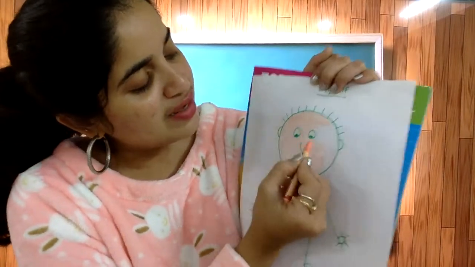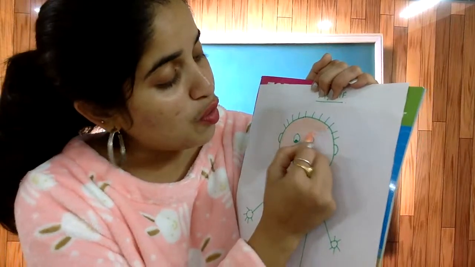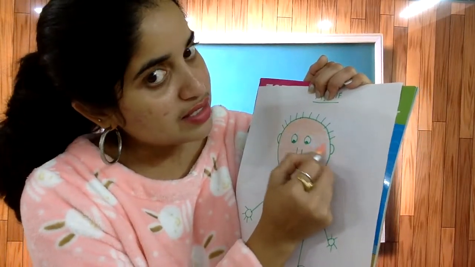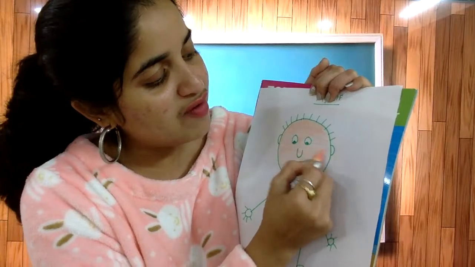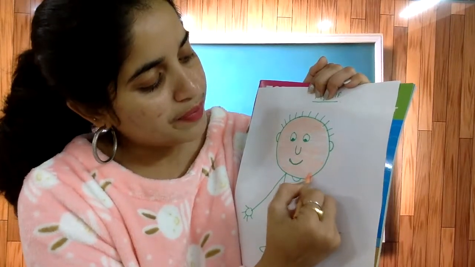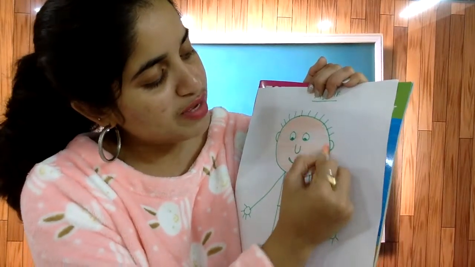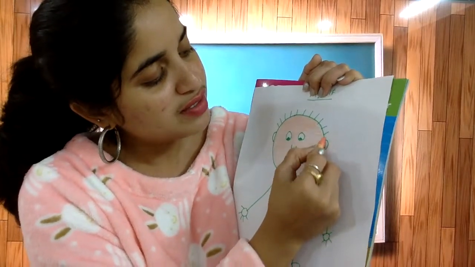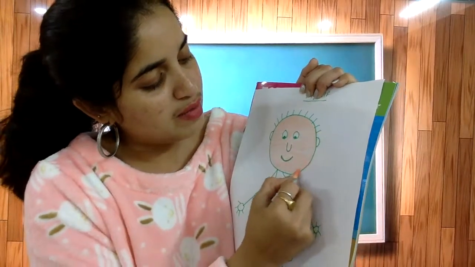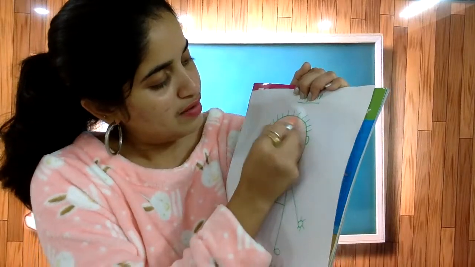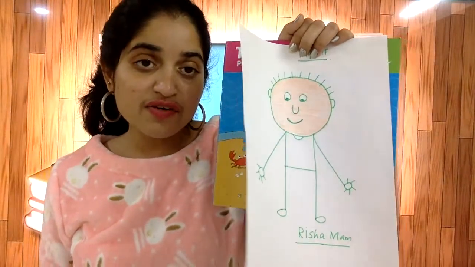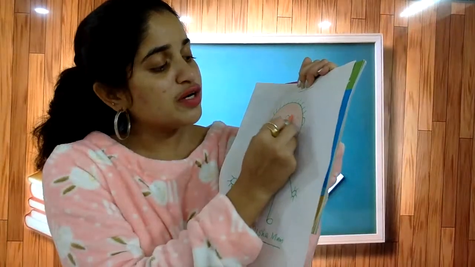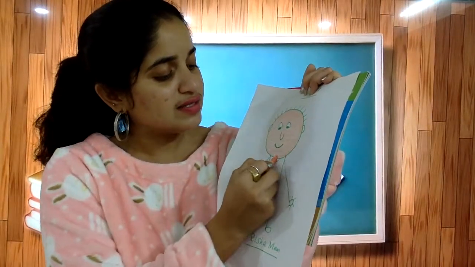And should we color inside the eyes? No, because look at us. Our eyes are white inside and we have a black eyeball. All right, children. So make sure you are coloring it in such a way that the color will not come outside. Finished. Have you finished your coloring, children? Have you finished the coloring? Can you all show me your drawings?